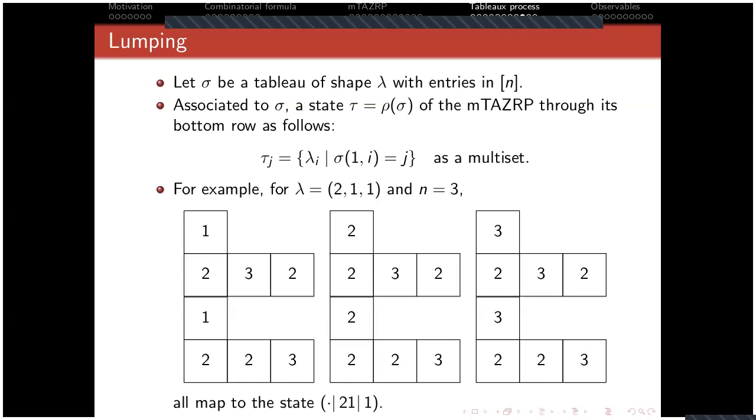But what this says is that the bottom row, the first entry of the bottom row has to be a 2, and the other two have to be a 2 or a 3 because the first side is empty. And the top cells can be filled by anything. Okay, so there's no restriction. So all of these lump to this.